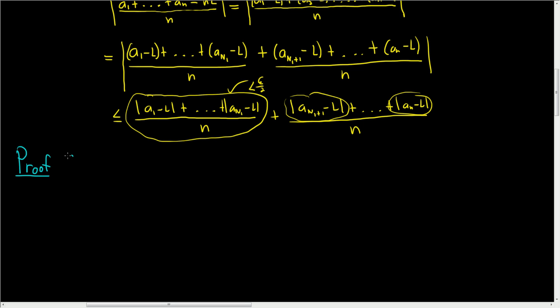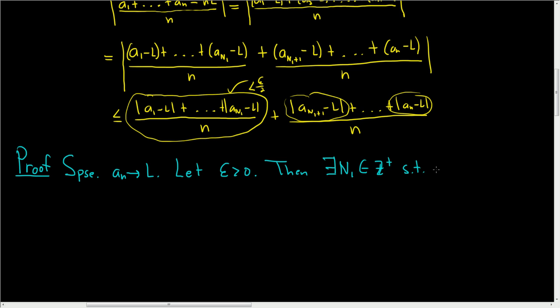We'll start with our hypothesis. So suppose we have a sequence that converges to L, and let epsilon be greater than 0. Since our sequence converges, there exists some positive integer, which again I'll call n sub 1, such that for all little n bigger than n sub 1, the difference between a sub n and L is less than epsilon over 2.